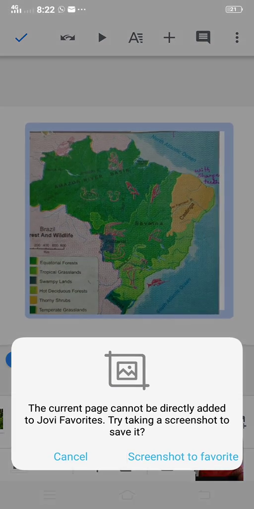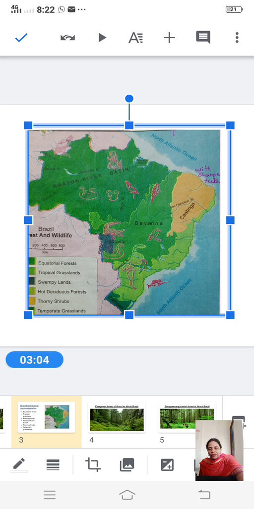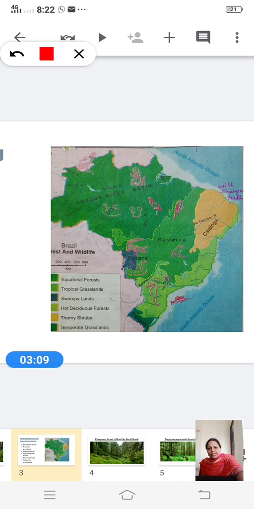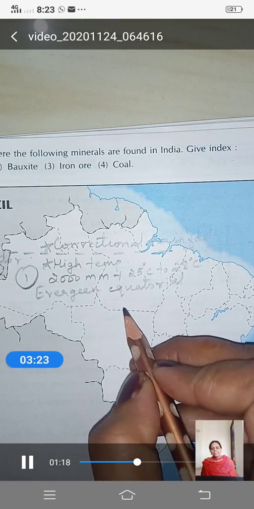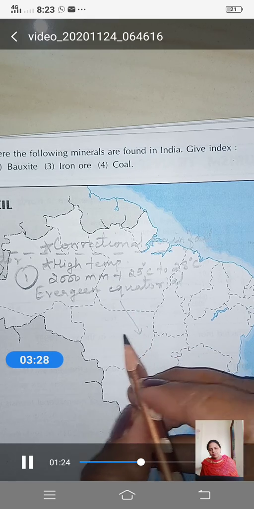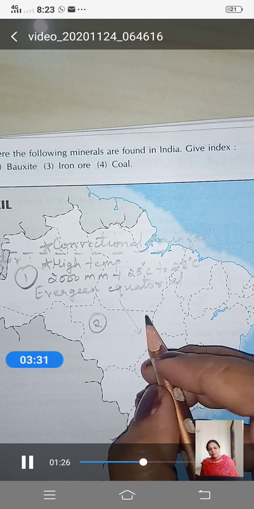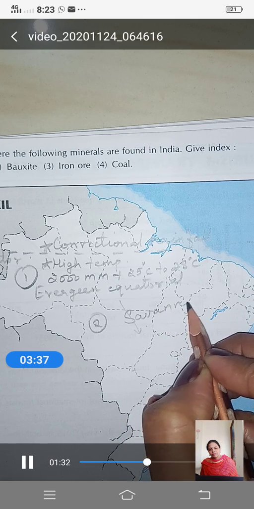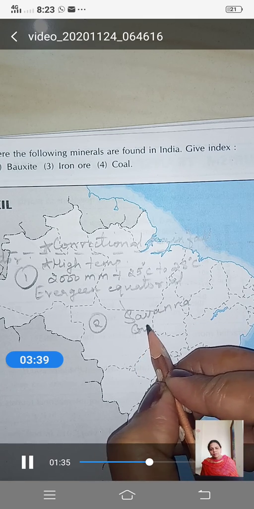Now let's learn the next type of vegetation in Brazil, that is the savanna grasslands. Yes, in the central part of Brazil, this is the savanna grasslands. Let's know some more facts about the same. Now, as we move from north to central part, the amount of rainfall reduces. The second division of the type of vegetation of Brazil is the savanna tropical grasslands. This is the region of savanna grasslands.